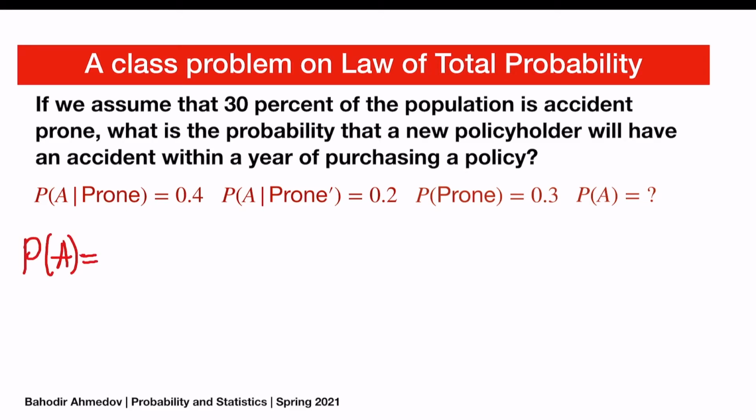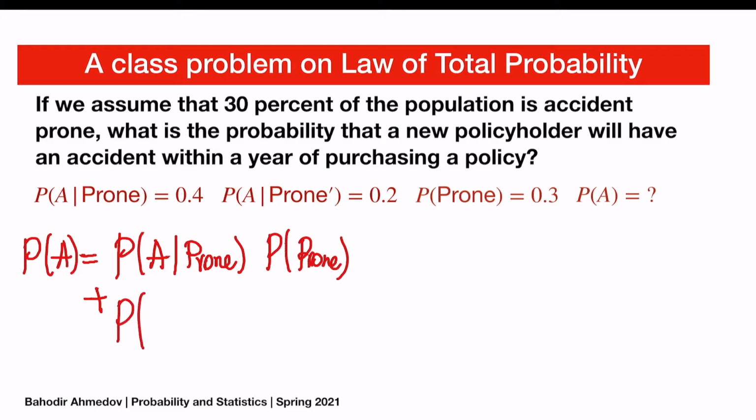Well, it depends on whether the person is accident prone or not. The probability that the person is going to have an accident if he's accident prone, times the probability that he's accident prone, or the probability that he's going to have an accident if he's not accident prone, times the probability of having a person who's not accident prone.